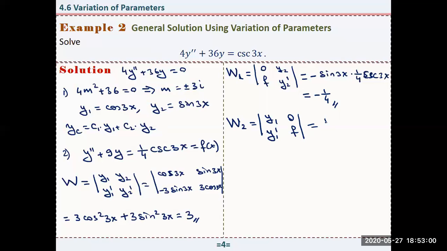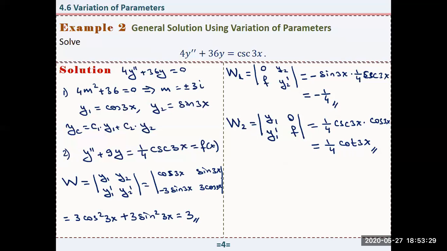So here we have 1 over 4 times cosecant of 3x times y sub 1. Y sub 1 is cosine of 3x, right? Or if you just simplify this, 1 over 4 cosecant of 3x is 1 over sine, and cosine over sine, that is cotangent of 3x. That is W2, our second determinant, right?